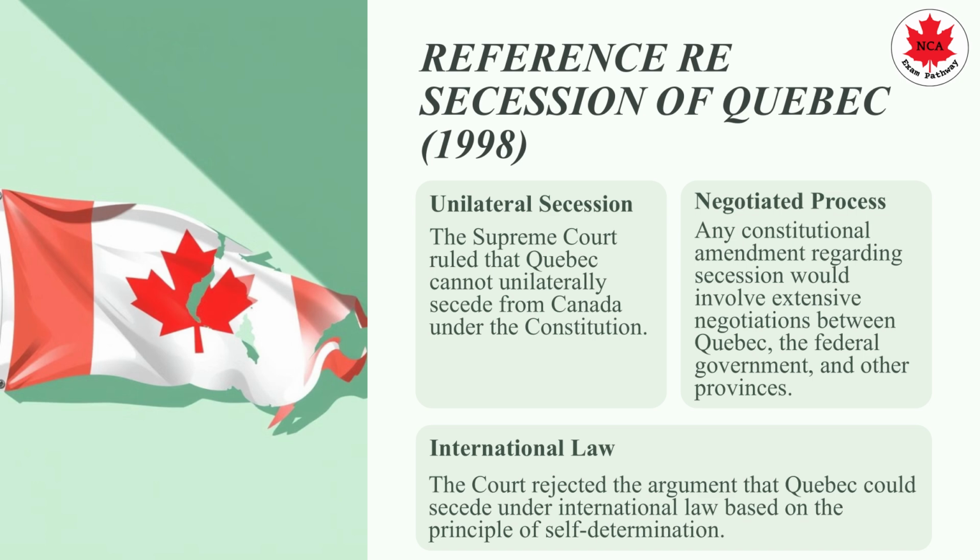Further, the court rejected the argument that Quebec could unilaterally secede under international law, particularly under the principle of self-determination. It found that self-determination under international law generally applies to peoples under colonial rule or oppressed groups, and Quebec does not fit these criteria.